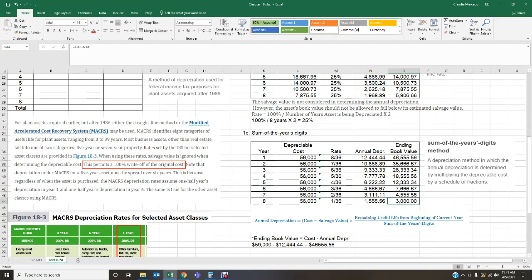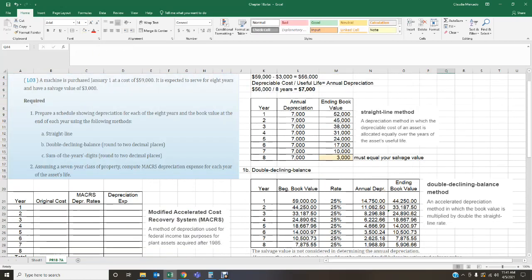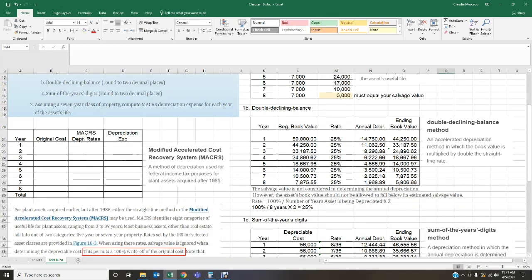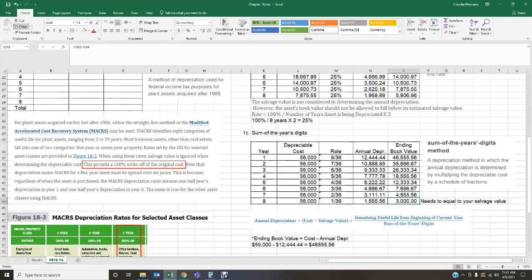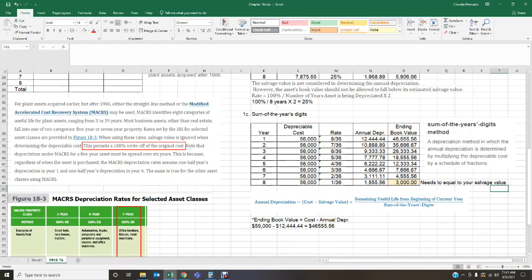We then subtract my prior year's book value minus my annual depreciation, and that gives me 3,000. That needs to equal, once you reach your final year, your salvage value, okay, of 3,000. That salvage value that they provide you with here in the problem, okay? That way you know that you did it correctly, okay? So that number needs to equal your salvage value when you're done depreciating for the specified term, okay? So that is how you do it. That is the sum of the years, okay?